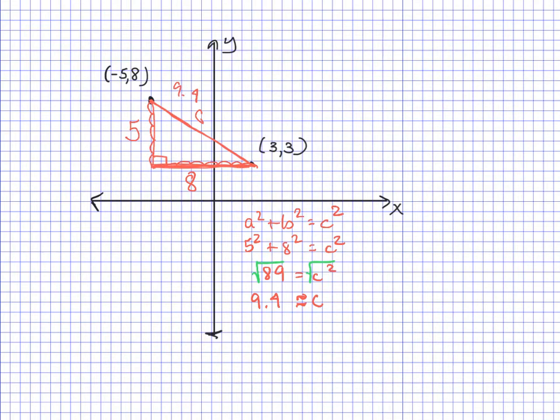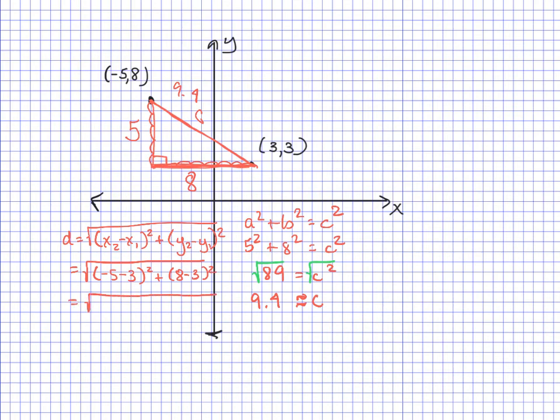Okay, that's one way to do it. But if I use the distance formula, which was d equals the square root of the difference in x's squared plus the difference in y's squared. Okay, so we have (-5 minus 3) squared plus (8 minus 3) squared.